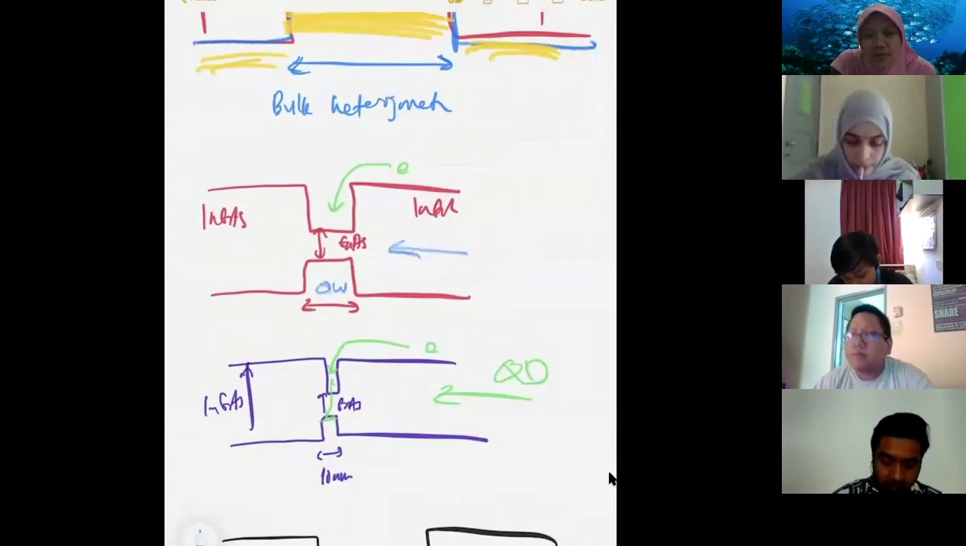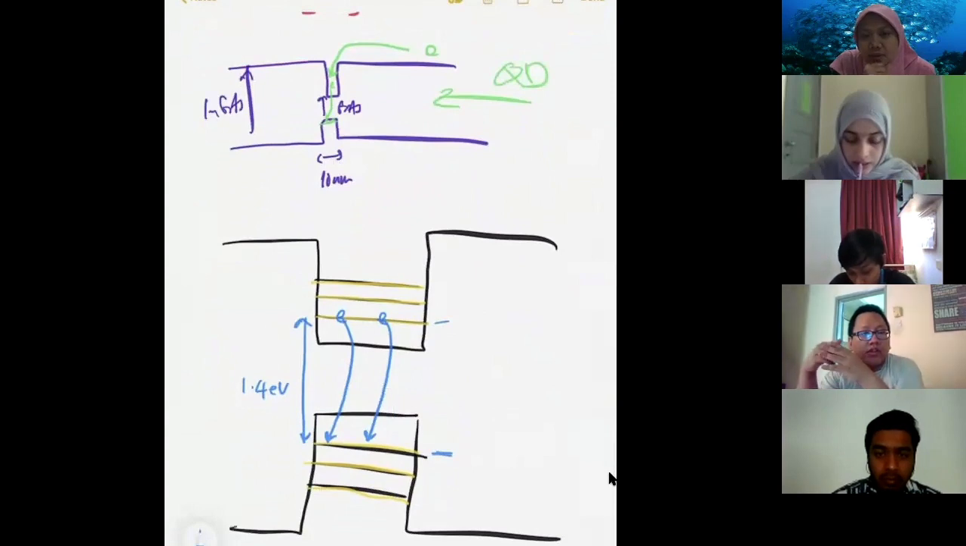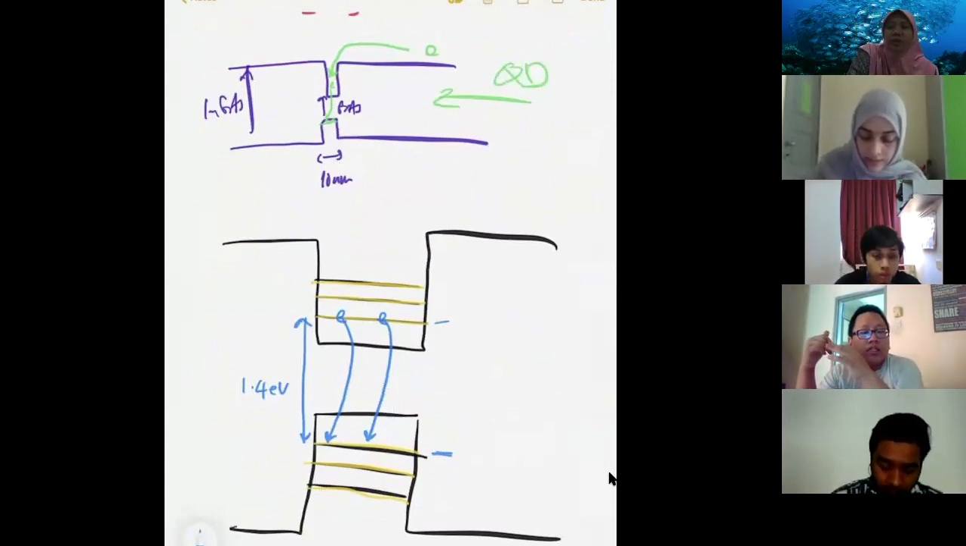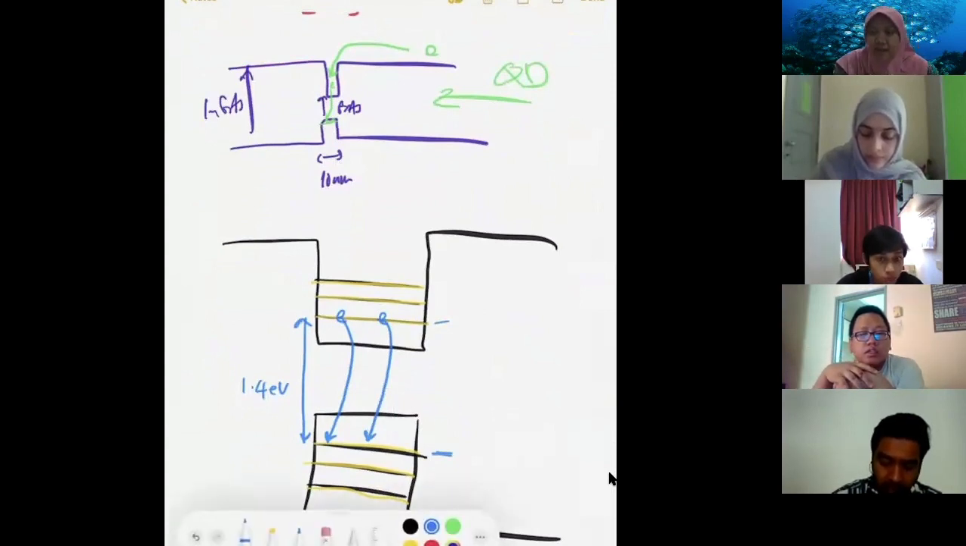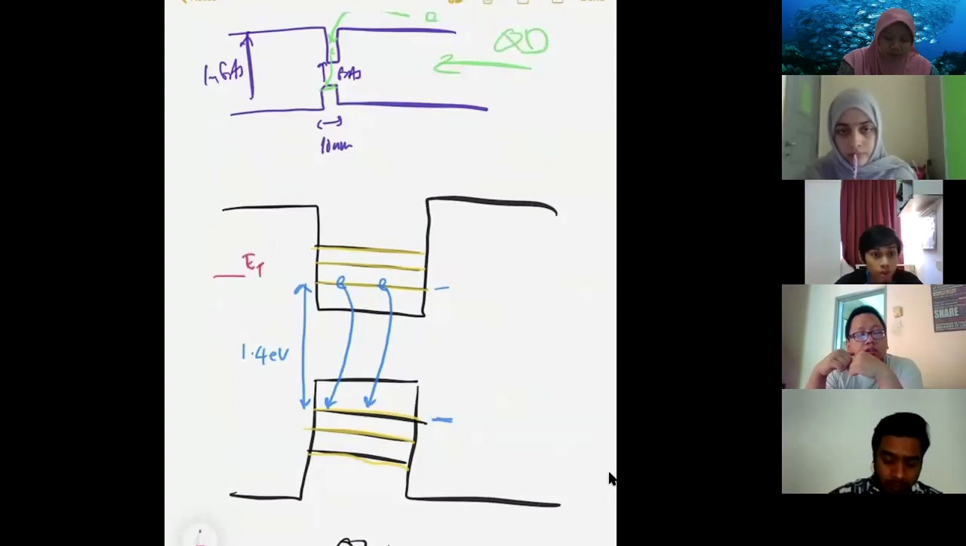How would the traps or defects in quantum well or quantum dot be like? It's the same, because when we talk about traps and defects, where are the traps and defects? If you're going to draw inside the energy band diagram, where would it be? The heterojunction. It can be here. It can be here. It can be anywhere inside the band gap.